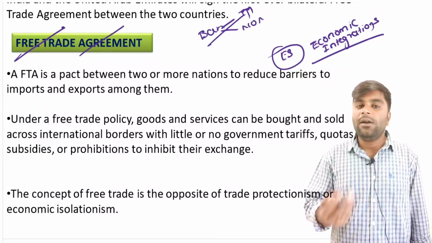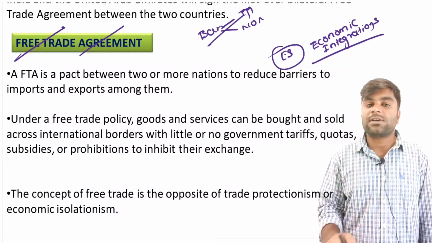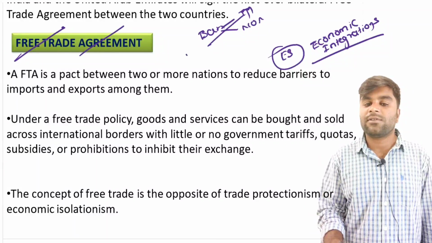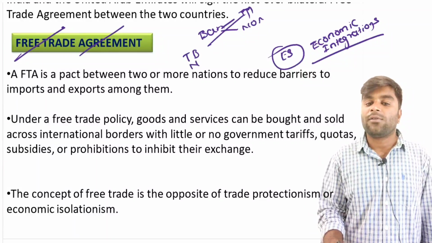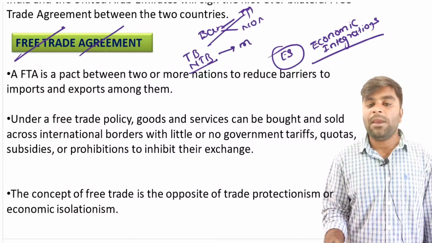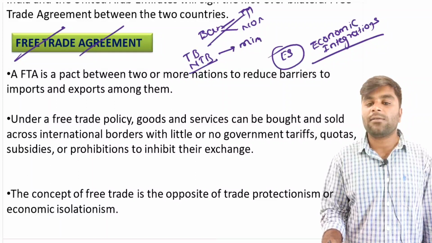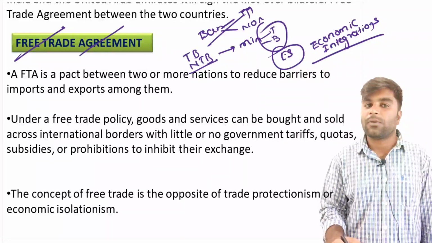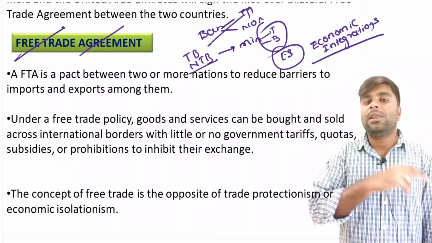Now in a free trade agreement, for most of the goods and services, both the tariff barriers and non-tariff barriers will be reduced, and for the rest of the goods, a minimum tariff and non-tariff barriers is allowed. These will be imposed by both the countries.